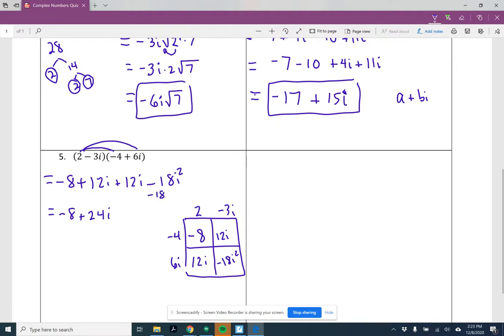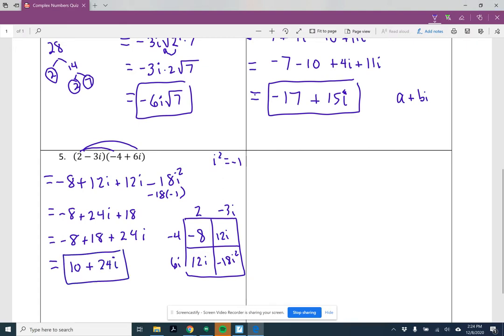Back here we have a negative 18 times a negative 1. Remember, i squared is negative 1. Negative 18 times negative 1 is positive 18. The negative 8 plus the 18 is going to be a 10. So we have 10 plus 24i. So 10 plus 24i is the answer we're looking for. Notice the order. Standard form is a plus bi. So the 10 comes first, the 24i comes second. And that is solutions to the complex numbers quiz.